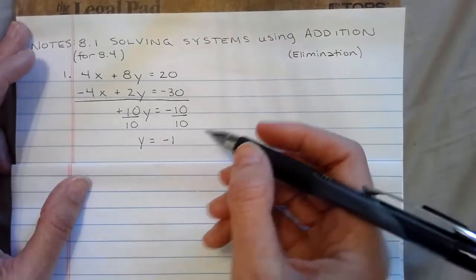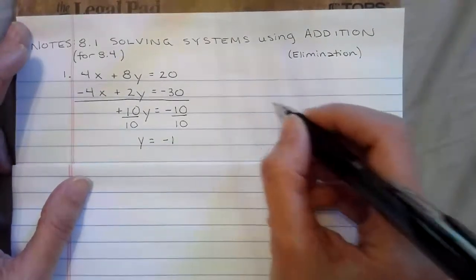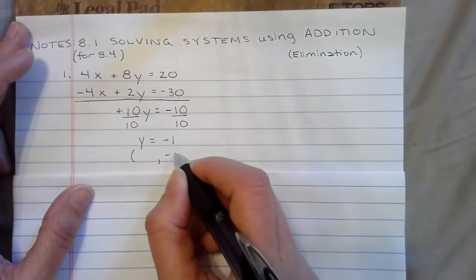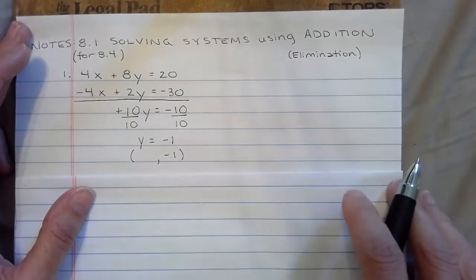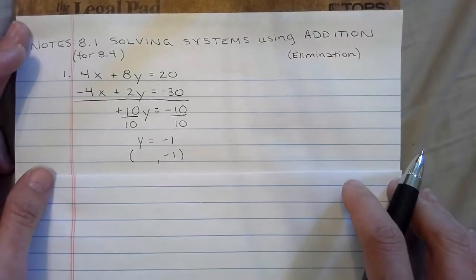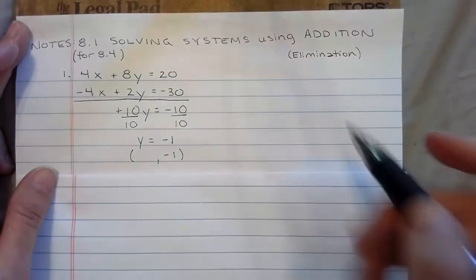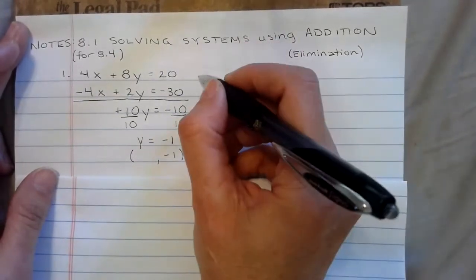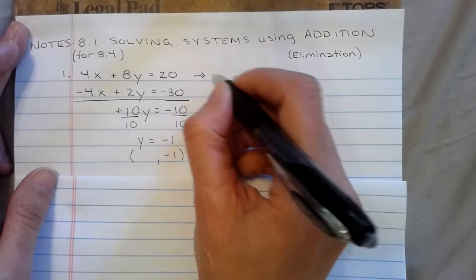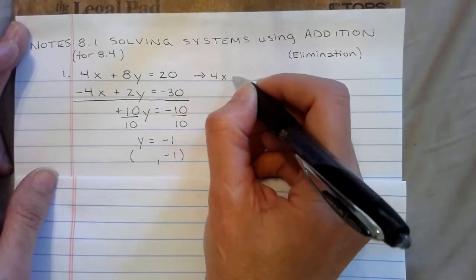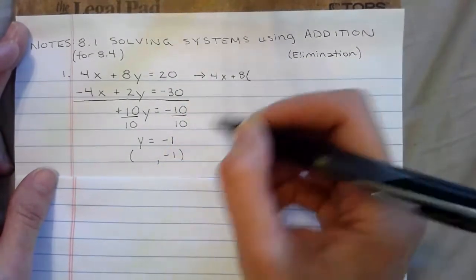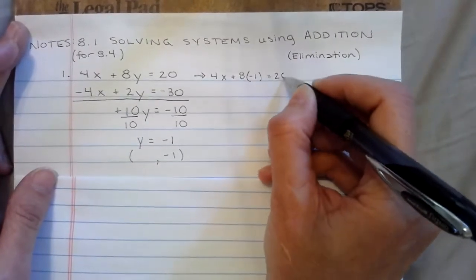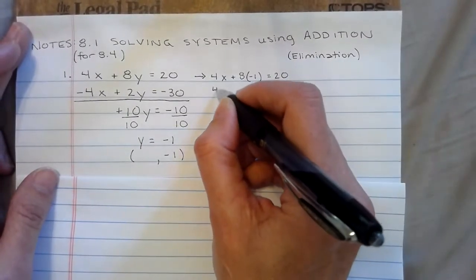And then you have to remember what you found was really just half a point, right? We found the y half of this point. And remember, it's the point of intersection. So how do I find the other half? You can go to either one of these equations and plug in your y. So I'm going to go to this one: 4 times x plus 8 times whatever y we got equals 20. And we're just going to do a little math here.